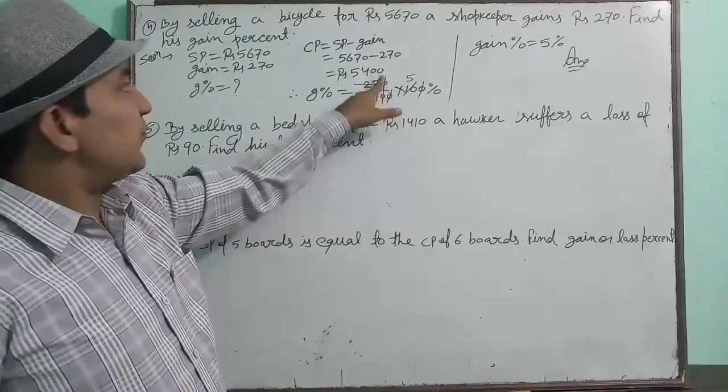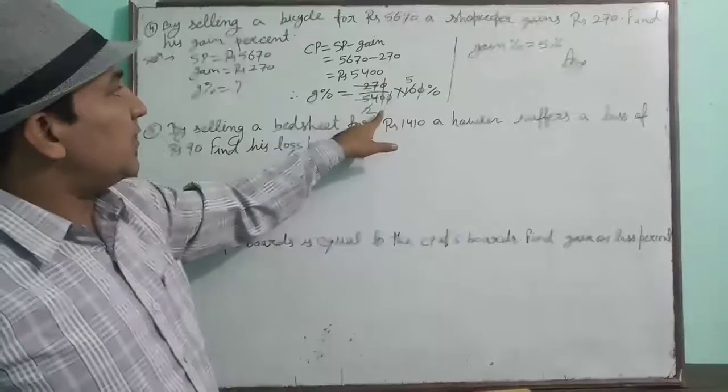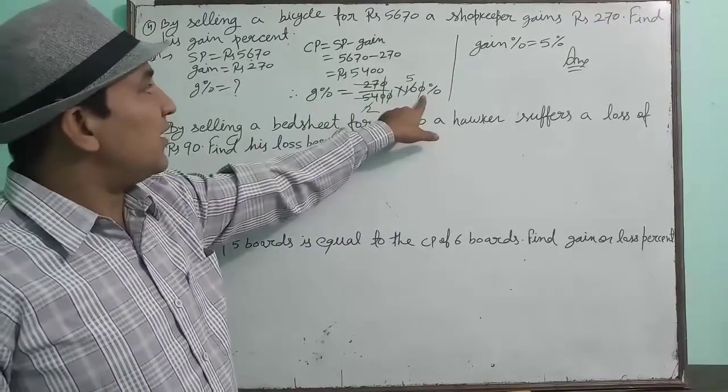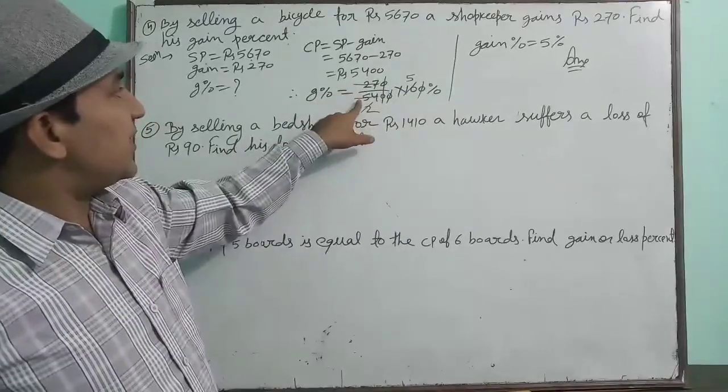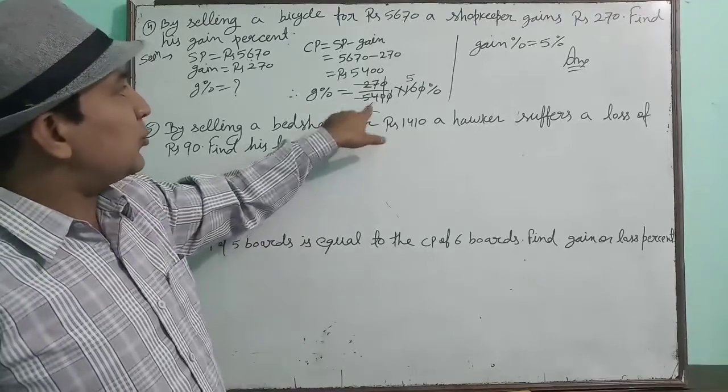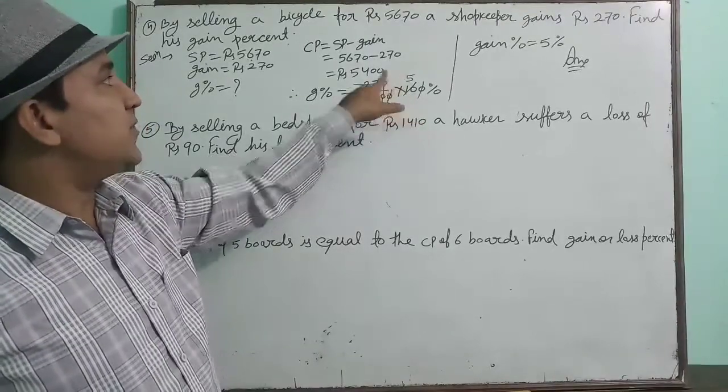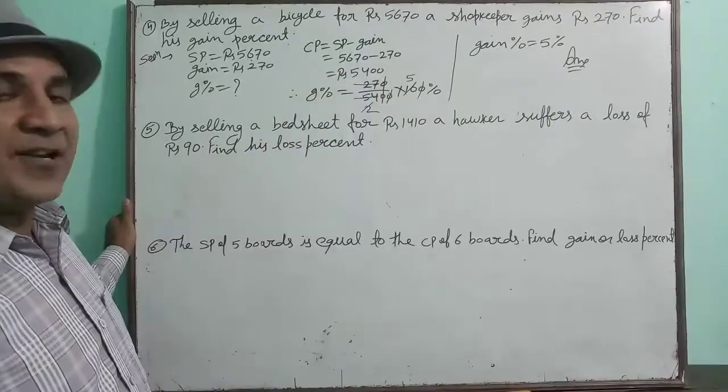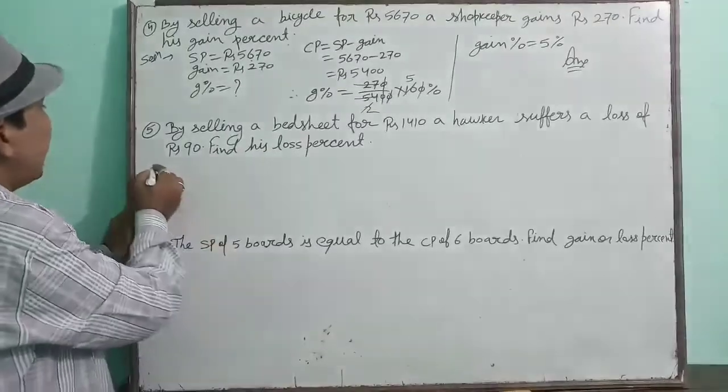1 0 is cancelled from 270 and 5,400. 1 0 from this to 100. Then 27 is dividing 54 by 2 times and then 2 dividing 10 by 5 times. So gain percent is 5%. Now see question number 5.